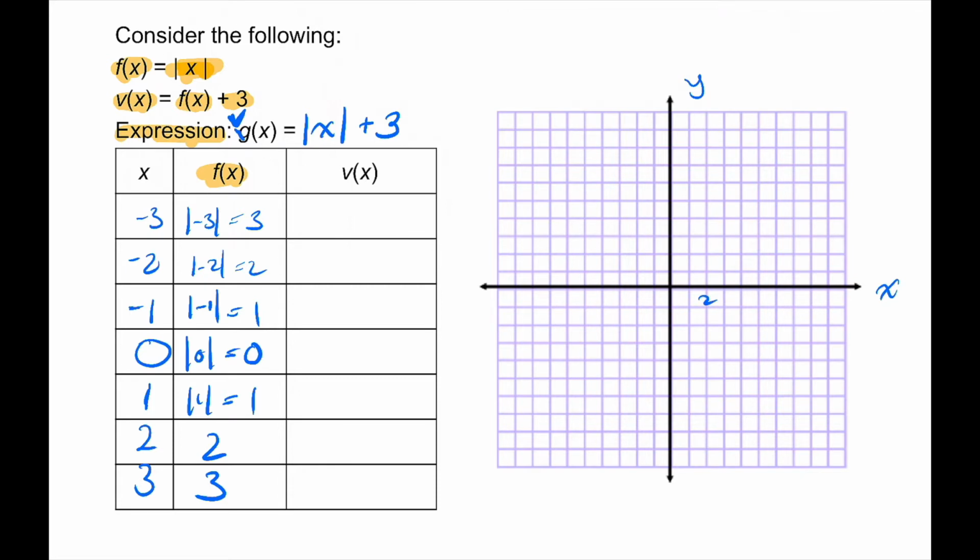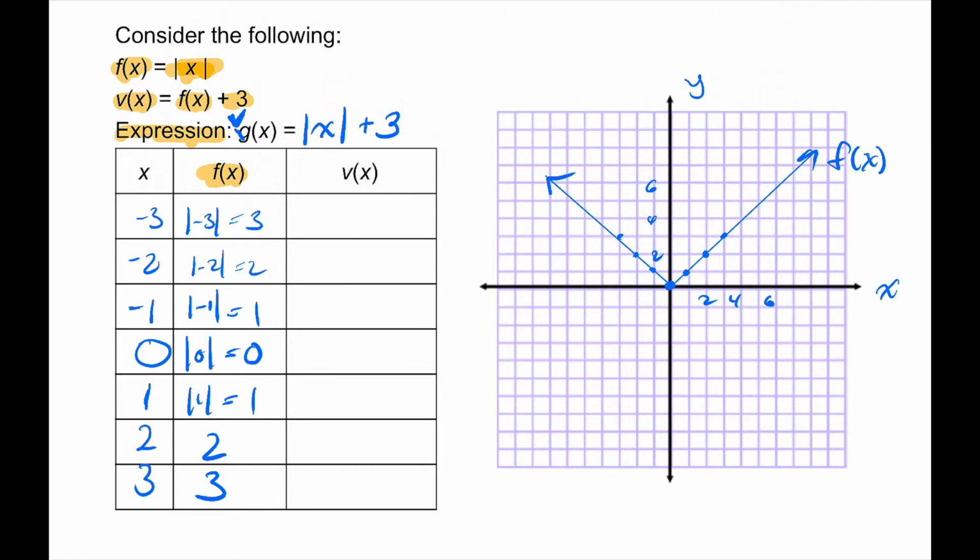So let me put the scale on here. And so we get -3, -2, -1, 0, 1, 2, 3. And here we know that this is going to be a V, so these are connected by a straight line. And so that's f of x. That's my parent function. So what is v of x?